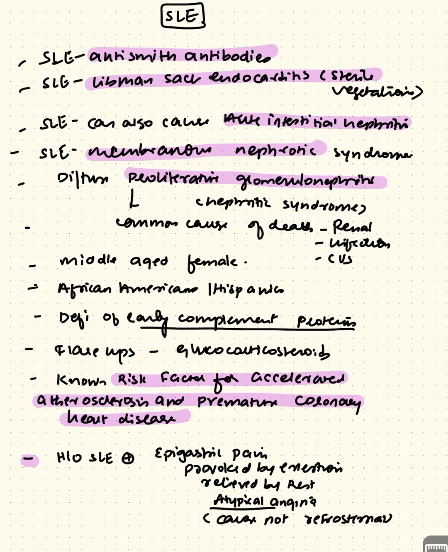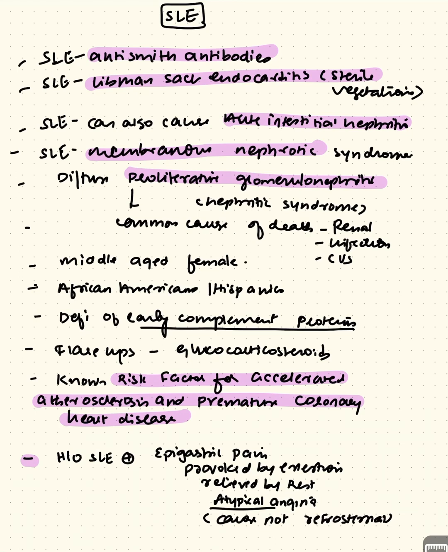So the first one is that SLE is associated with anti-Smith antibodies. So S for SLE, S for Smith. Second one is it's related with Libman-Sacks endocarditis. So what that means is that the vegetations that you have in endocarditis are going to be sterile vegetations. There's going to be no organism there.